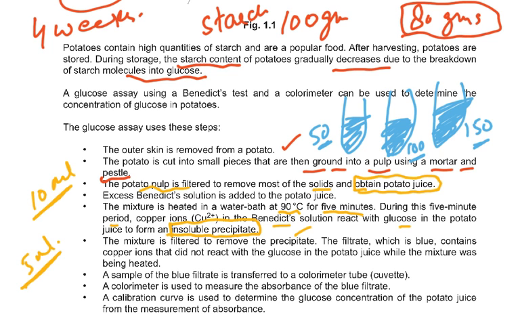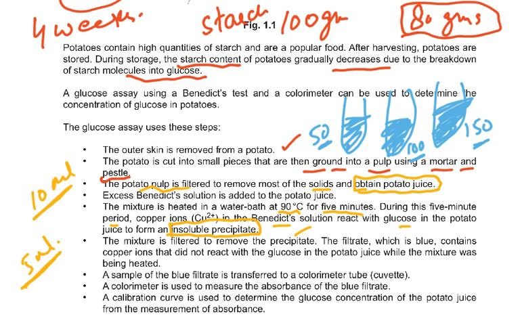So the filtrate, which is blue, contains copper ions that did not react with the glucose in the potato juice while the mixture was being heated. A sample of the blue filtrate is transferred to a colorimeter tube, which is called a cuvette. A colorimeter is used to measure the absorbance of the blue filtrate. A calibration curve is used to determine the glucose concentration of the potato juice from the measurement of absorbance.